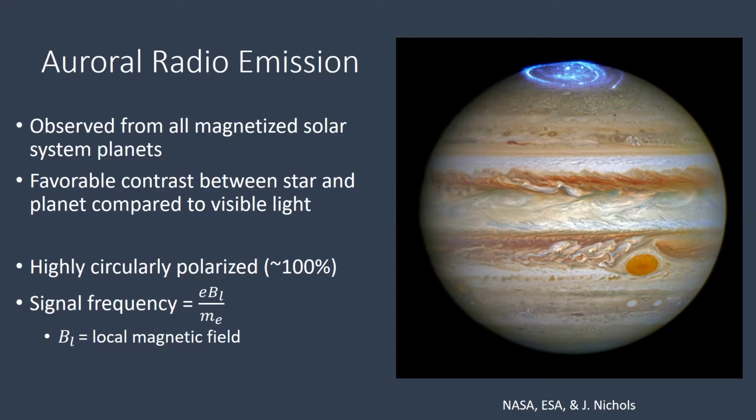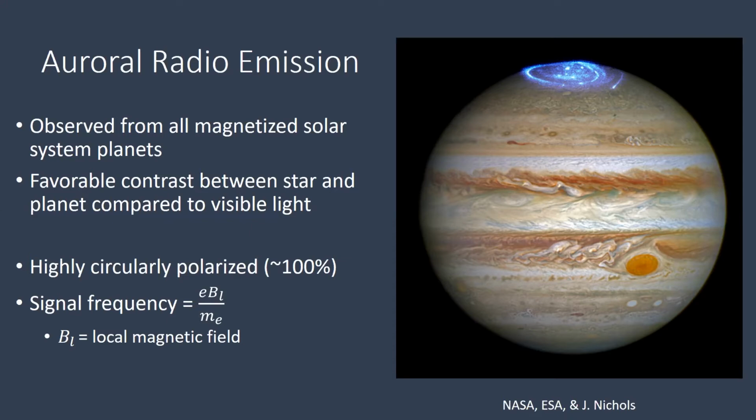A very nice feature of this emission is that for an exoplanet, it would have a very favorable contrast between the star and the planet compared to visible light. I'm pretty sure that Jupiter is one of, if not the brightest radio object in the sky as seen from Earth. So if you can detect the emission, it would be a very good detection mechanism for exoplanets.